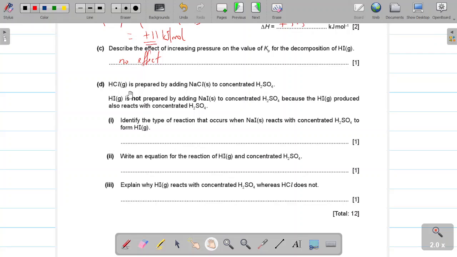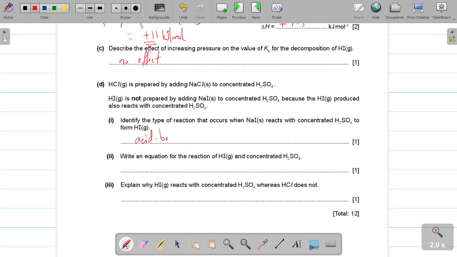The question continues that HCl gas is prepared by adding sodium chloride to concentrated sulfuric acid. Hydrogen iodide gas is not prepared by adding sodium iodide to concentrated sulfuric acid because the hydrogen iodide produced also reacts with the concentrated H2SO4. Identify the type of reaction that occurs when sodium iodide reacts with concentrated sulfuric acid to form hydrogen iodide. So this is an acid-base reaction.